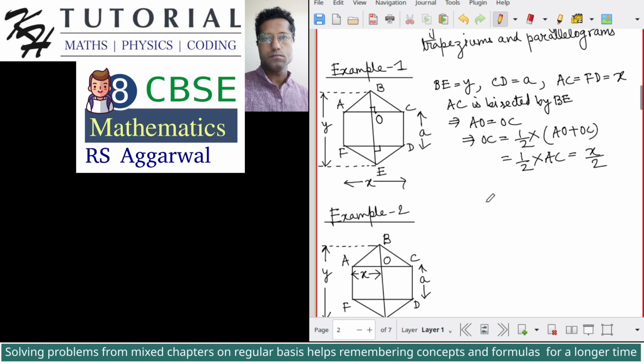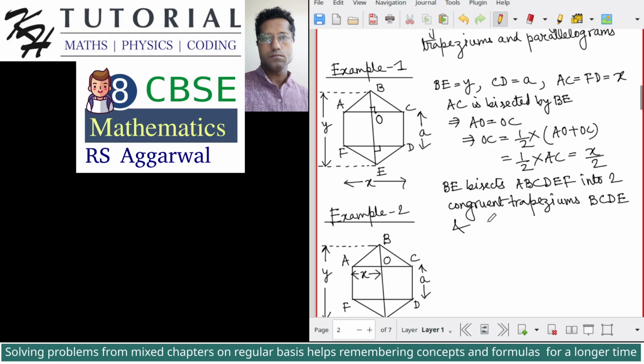Now, how do we find the area of the hexagon? Please note that the diagonal BE bisects the hexagon ABCDEF into two congruent trapeziums, which are BCDE and ABFE. I'm running out of space.